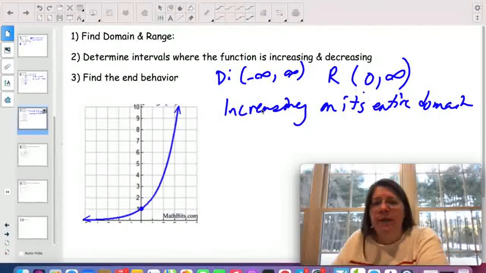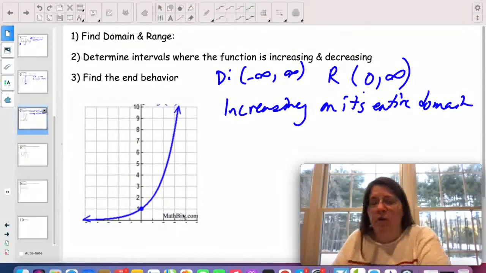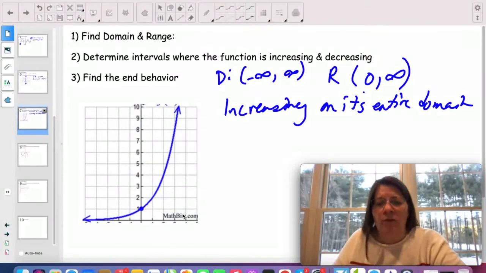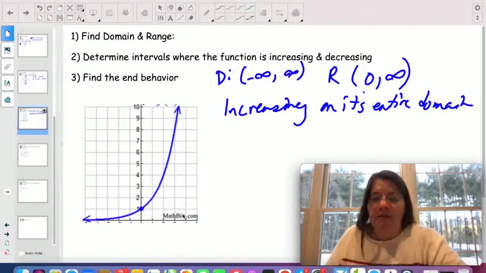And I believe when we get to these types of problems, they're just going to ask you if the function is increasing or decreasing, because we're only going to be dealing with exponential and logarithmic functions, and it will only be one or the other if you're dealing with exponential or logarithmic functions.